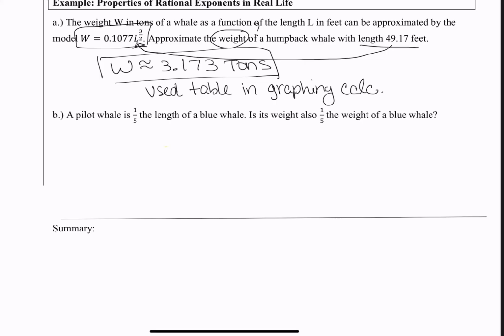Well, we were given a formula above to find the weight of a whale, and that formula is W equals 0.1077 L raised to the 3/2 power. So if now I know that a pilot whale is 1/5 of the length, then its L is equal to 1/5 of L. So I would take this 1/5 of L and substitute it in for L. Let's see what we get.